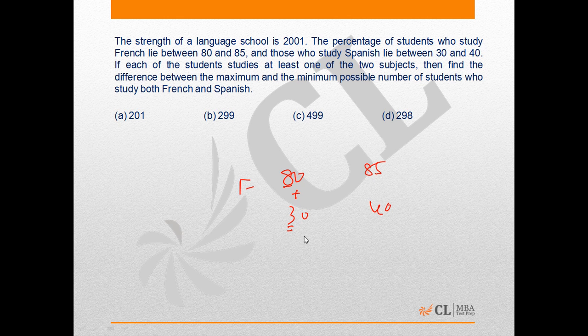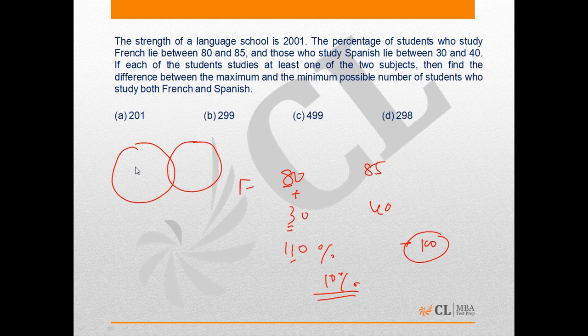So when we add these two figures, we get 110, and the total quantity has to be 100%, which means at least 10% of students must be there who are part of both the subjects, and 10% of 2001 will be 200 point something, but it has to be slightly greater than 10%, so the minimum possible value will be 201.